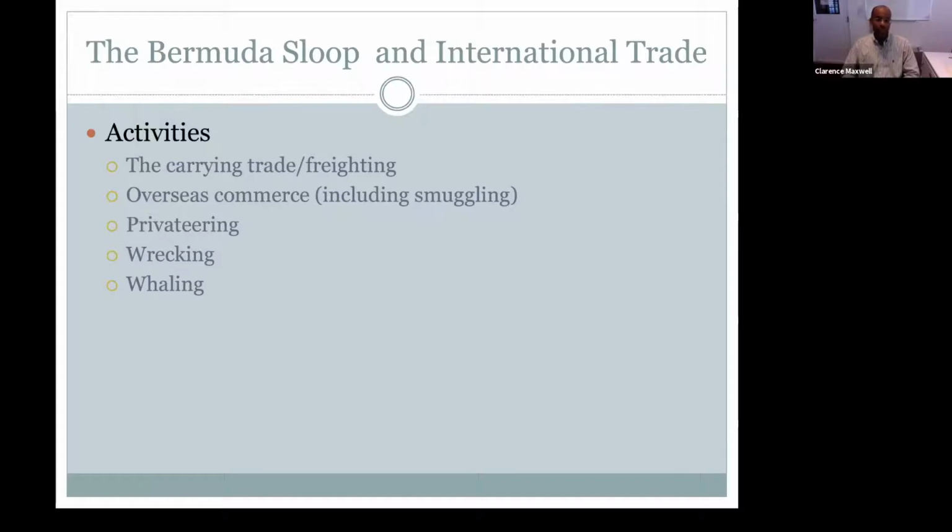Wrecking, of course, meant finding where shipwrecks had gone down, and therefore going to them and taking goods off the ships, sometimes regulated, sometimes not. And of course, whaling as another activity.